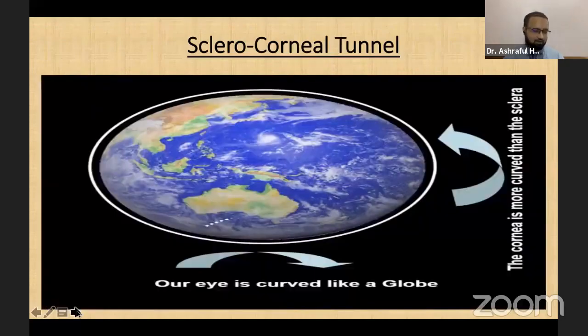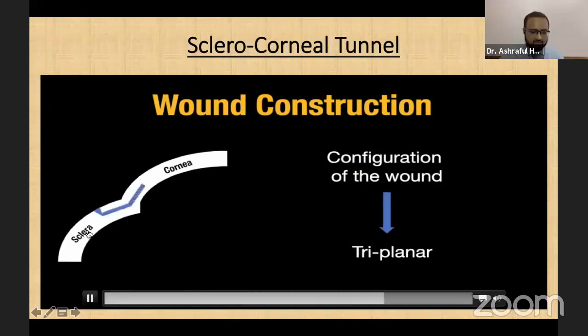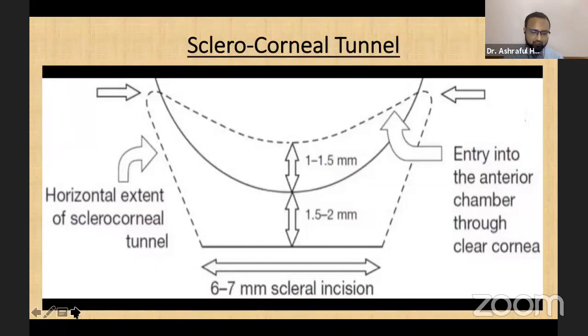We also need to keep in mind that our eye is curved like a globe, so every side to side movement with the blade needs to follow the globe contour. For wound construction, I told that the cornea is more curved than the sclera, so the sclerocorneal tunnel formation is not in a straight direction. When we go from limbus to cornea, it will be a little bit upward. And lastly, the scleral tunnel is not square or quadrangular. A funnel mouth shaped tunnel where the internal part is larger than the external part is needed.